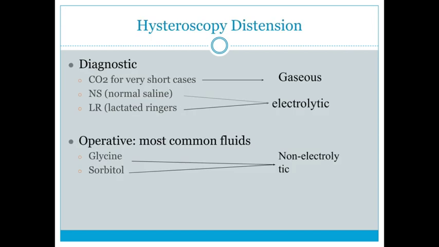A distension media must be used during a hysteroscopy to visualize the uterine cavity. The media can be gaseous or liquid. If a diagnostic hysteroscopy is performed, then CO2 can be used for very short cases. Normally, saline or lactated Ringer's can be used for longer procedures. Both of these liquids are electrolytic. That means that the monopolar electrical current would be dispersed through the fluid and might burn the patient. So these fluids should only be used for diagnostic procedures when the bovie is not in use.